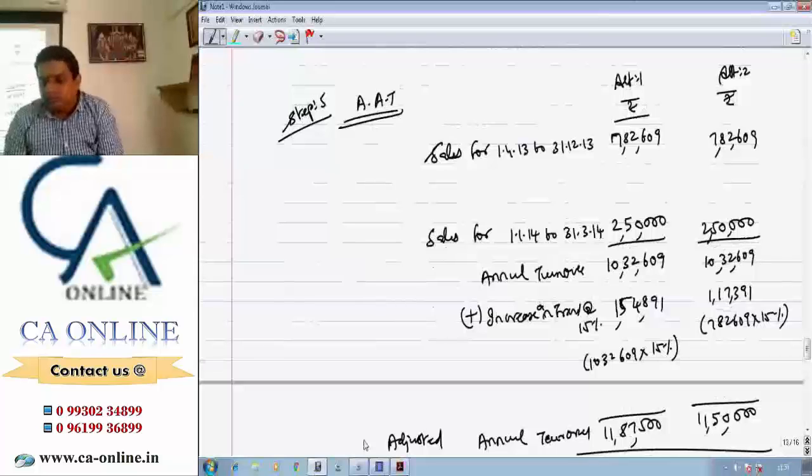Alternative. GP on AAT, if it is more denominator when it is more, for insurance company that is beneficial.